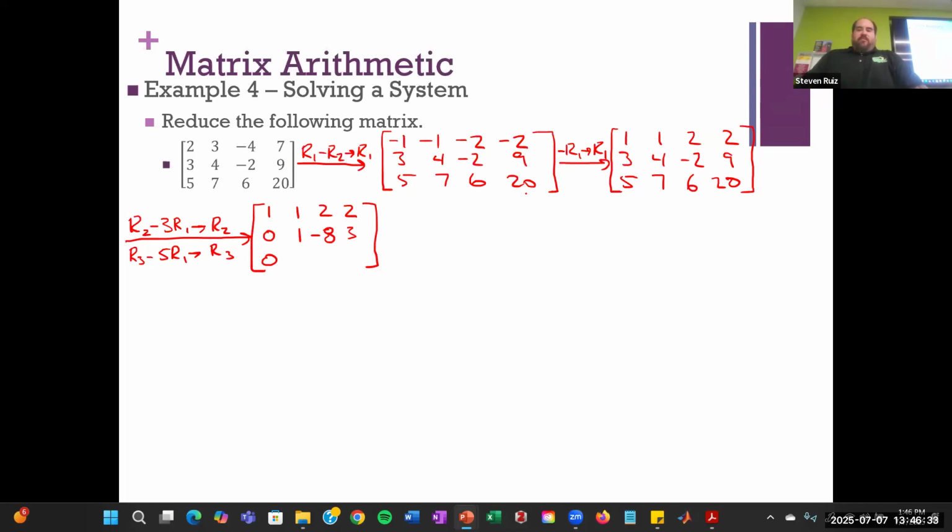All right. 6 minus 10 is negative 4. And then 20 minus 10 is 10. That feels better. Is it good now? Cool.